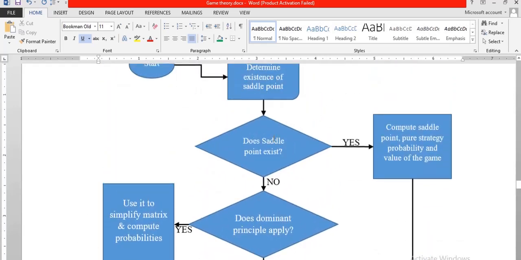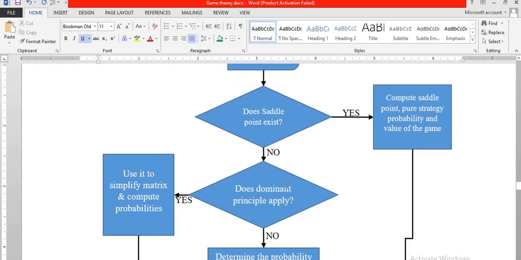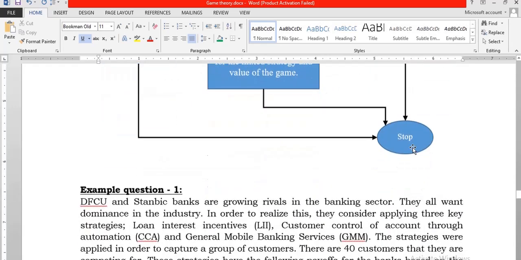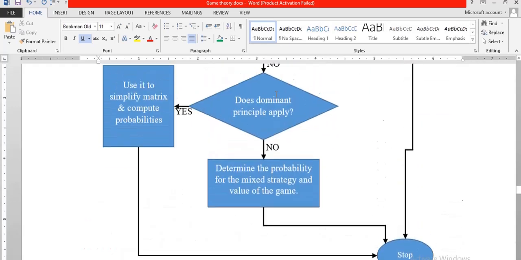But what if the saddle point does not exist? You ask yourself another question: does the dominance principle apply? The dominance principle is another technique we're going to look at in game theory, and it simply explains that there are some strategies which are dominant over others. But that is something that we shall have to determine based on the computations we are going to do. Now, if the dominance principle exists, then we use it to simplify the matrix and compute probabilities, and automatically after doing that, you stop. But what if the dominance principle does not exist? Then you go to the next phase, which is to determine the probability of the mixed strategy.